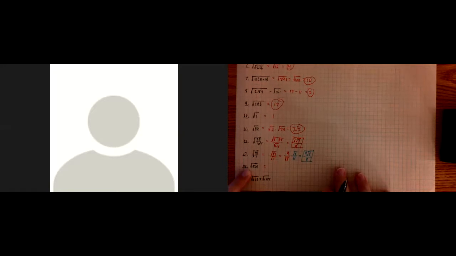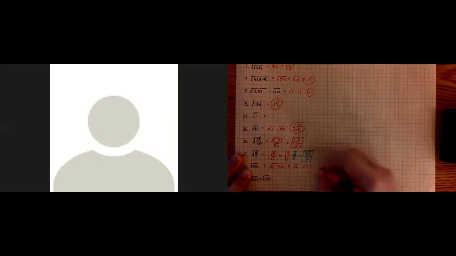800 is pretty big. I'm guessing it's not very nice, so I'm going to break this down. Got it. It's 2 times 400. The square root of 400 is 20. So the square root of 2 times 20 is 20 square root of 2.